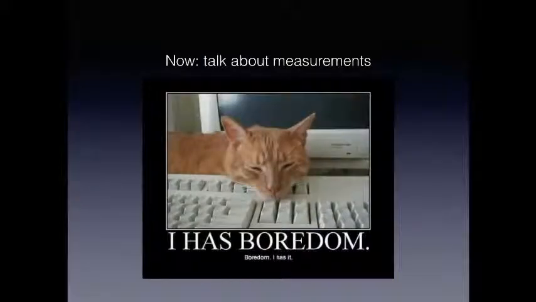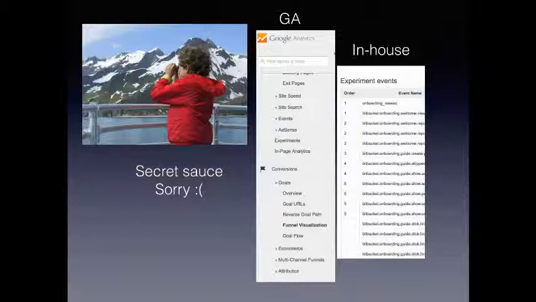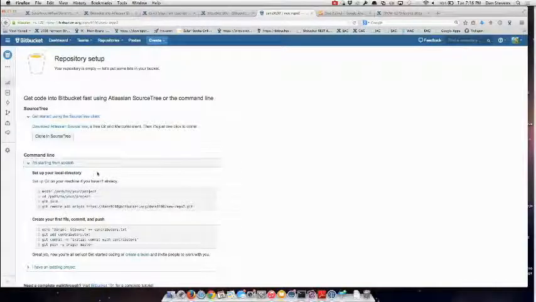And so there's demo time. So now we'll talk about measurements. Yes, analytics. Analytics, oh Lord, analytics. So this is my secret sauce. This won't be in the slide deck, sorry. So measure what your solution is.